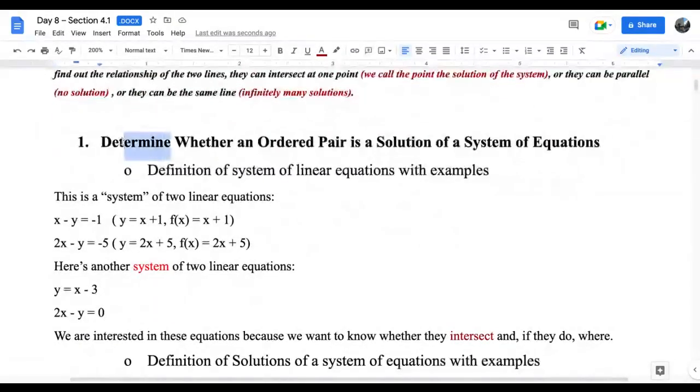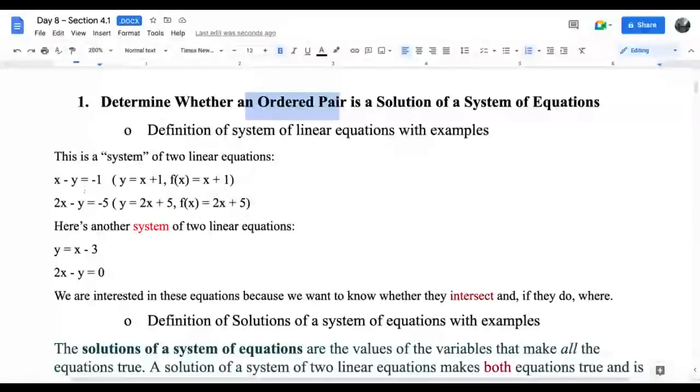Let's see the first one. We want to determine whether an ordered pair, remember, ordered pair is a fancy name for a point on the Cartesian plane, is the solution of the system of equations. We have these two lines. One is x minus y equals -1. Another one is 2x minus y equals -5.